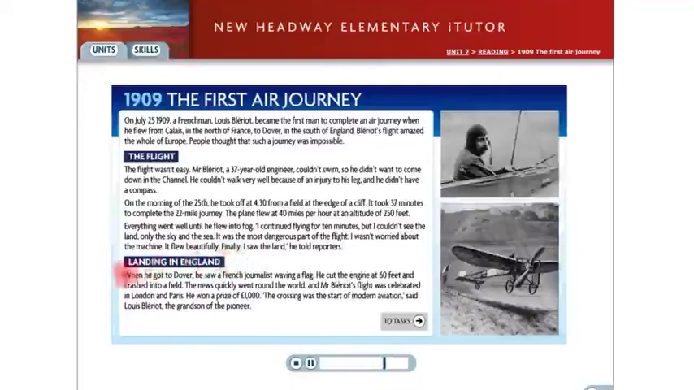Landing in England. When he got to Dover, he saw a French journalist waving a flag. He cut the engine at 60 feet and crashed into a field. The news quickly went round the world, and Mr. Blériot's flight was celebrated in London and Paris. He won a prize of £1,000. "The crossing was the start of modern aviation," said Louis Blériot, the grandson of the pioneer.